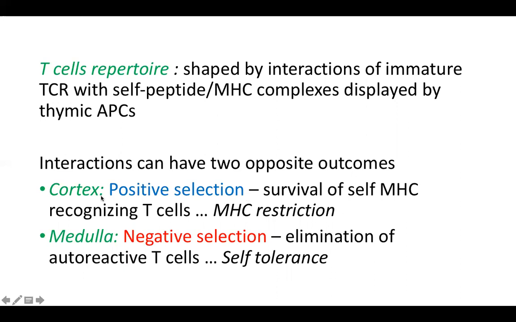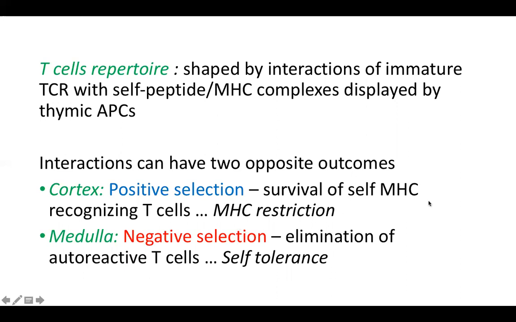So in the cortex, what happens is the positive selection. This we had already covered in the cell-mediated immunity chapter. Positive selection and negative selection. So in the cortex, cells are selected on the basis of whether they are able to recognize MHC or not. Okay, this is known as MHC restriction.